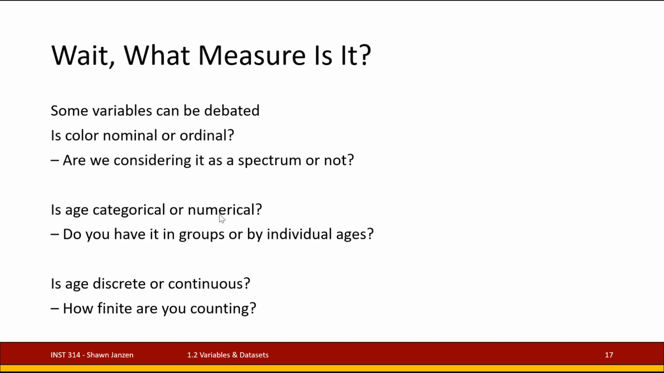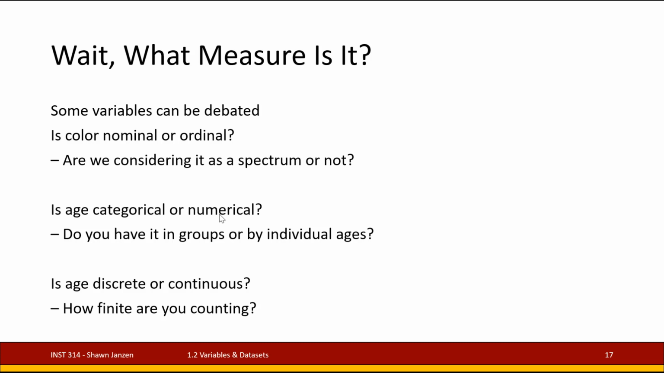So also think about something like age. Is age going to be counted year by year, or are they in groups of ages? 18 to 24, 25 to 30, 31 to 40, and so on. If ages are counted by the year individually, then we say it's numerical. If it's grouped, then we go ahead and say it's categorical.